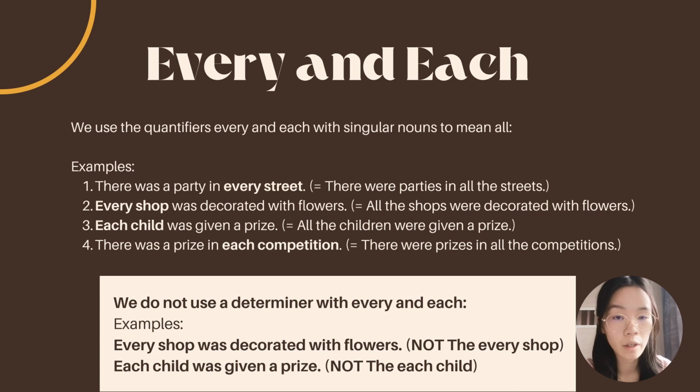Next, we will look at the very common quantifiers, which are every and each. We use the quantifiers every and each with singular nouns to mean all. For examples, there was a party in every street indicates that there were parties in all the streets. Every shop was decorated with flowers means that all the shops were decorated with flowers. Each child was given a prize means all the children were given a prize. And lastly, there was a prize in each competition indicates that there were prizes in all the competitions.